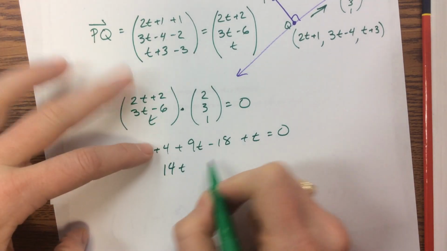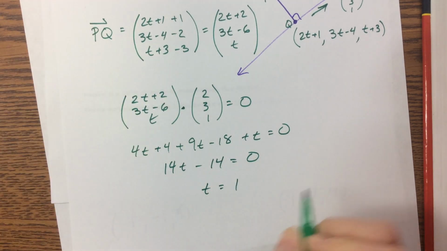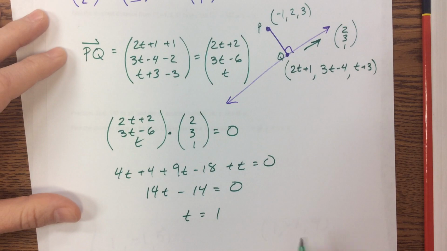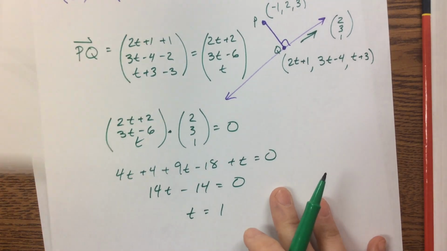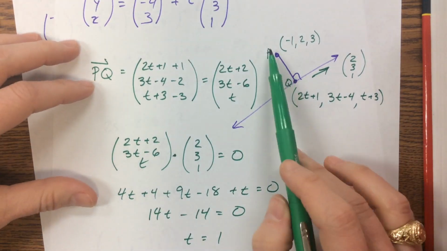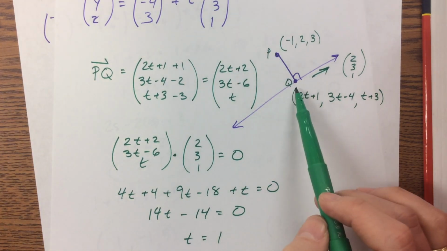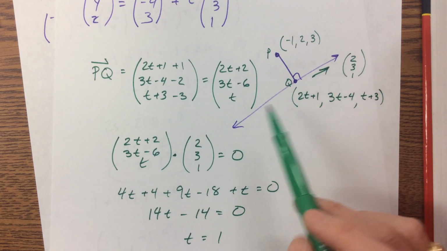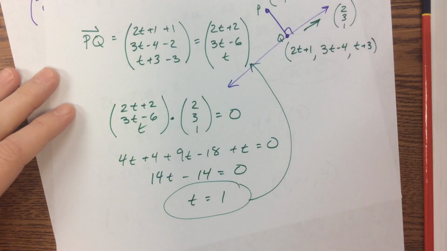Oh, I feel like I've seen this problem. We add 14 and divide by 14. Okay, so at t equals 1. Now we want to find the shortest distance, as the question on our page asks. The shortest distance is going to be the magnitude of this vector PQ when PQ is perpendicular to the direction vector. So I can take this t value and plug it back in right here.